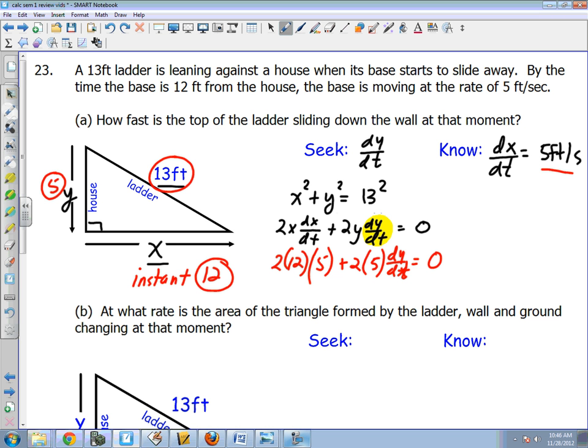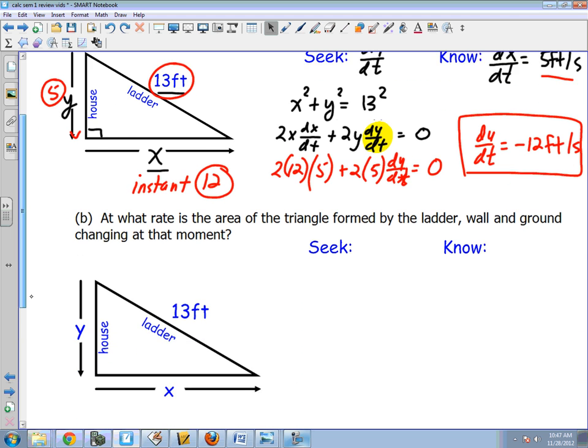So why does it make sense? My rate of change here, when it's all said and done, dy/dt is negative 12 feet per second. And it should make sense that it's negative because the ladder is sliding down the house. So the value of y is decreasing at a rate of 12 feet per second. Moving on to part B.